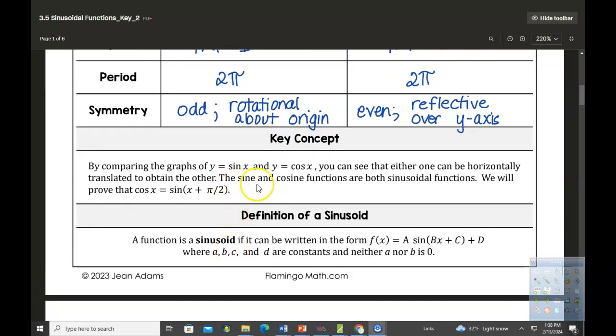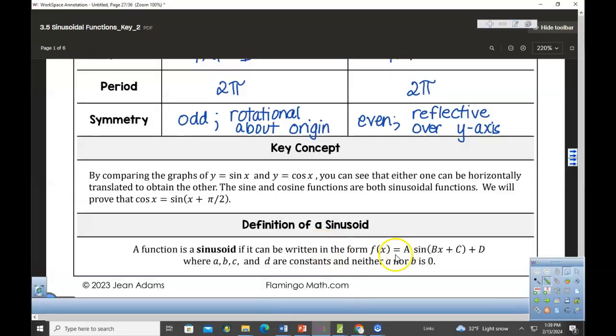So we know that cosine and sine are the exact same graph, but sine is shifted over pi over 2 to make cosine. So can I rewrite cosine as a graph of sine? Yeah, and that's why cosine is a sinusoidal graph. They're the same thing, just shifted over. So any sinusoid can be written in that form, in terms of sine.